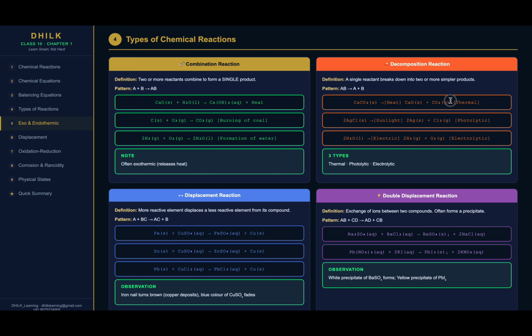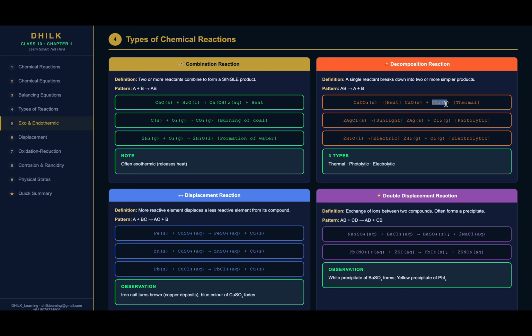Firstly, for thermal decomposition reactions, calcium carbonate is undergoing decomposition to form the simpler products calcium oxide and carbon dioxide. So in this reaction, what is happening? Calcium carbonate, CaCO3, is converted into CaO and CO2. AB converted into A plus B using the heat energy, using heat. So this is an example of thermal decomposition reaction.